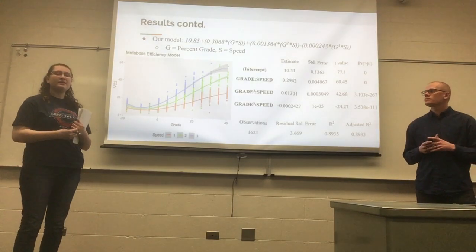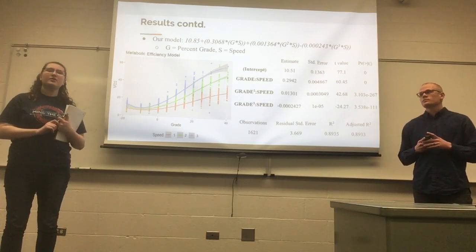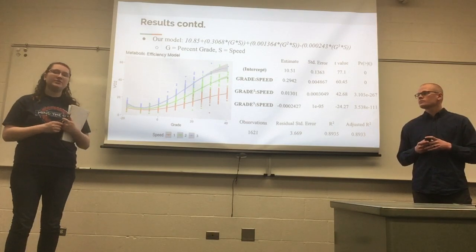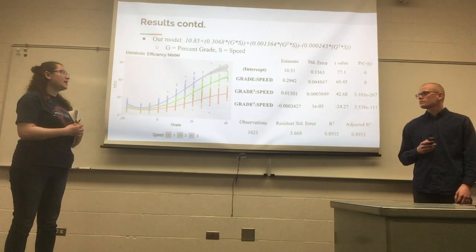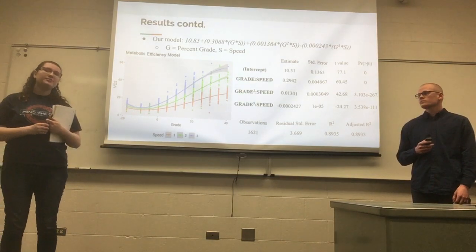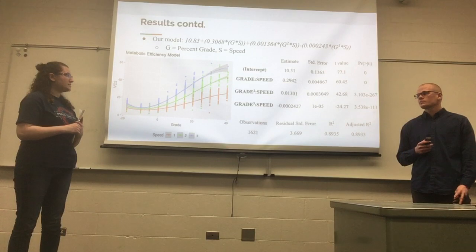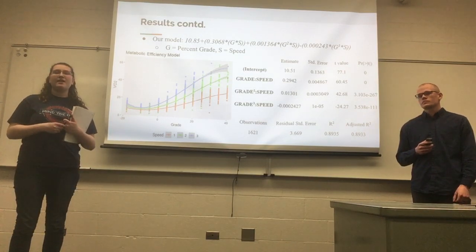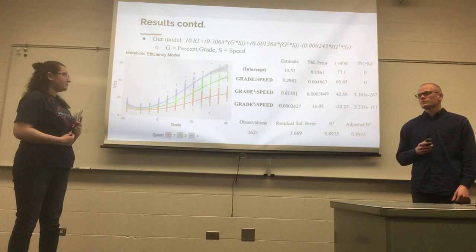So this is our model that we have found, and like I said before, the significant variables are grade and speed, and we found that their interactions, as well as going up to cubing grade, were significant, as you can see from the p-values on the right side of this table. We also found that the adjusted R-squared, which is the proportion of the variation explained for metabolic cost, was 0.89, which means that about 89% of the variation of metabolic cost is explained by grade and speed.